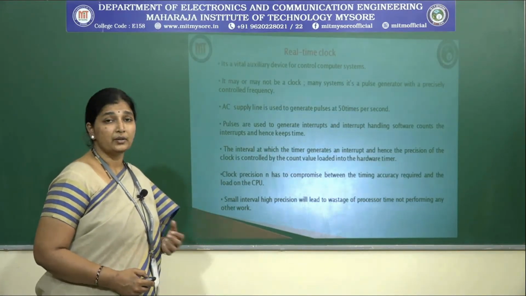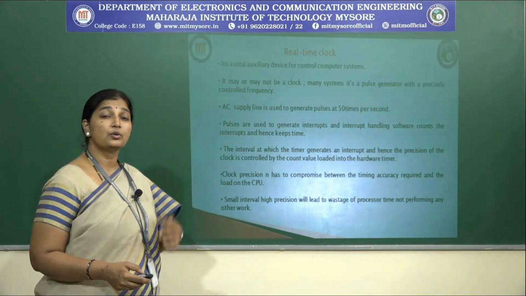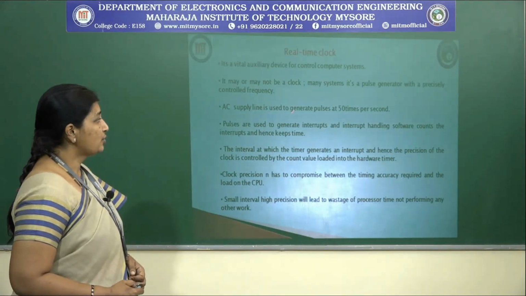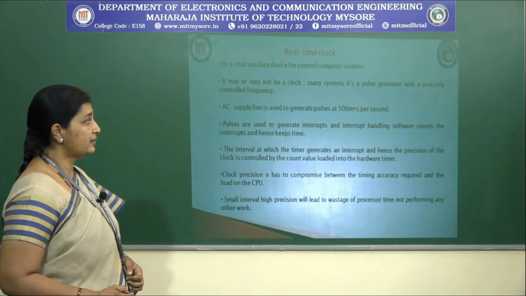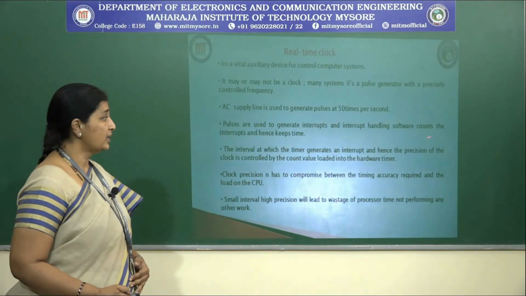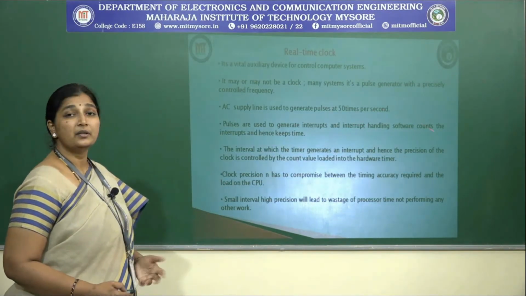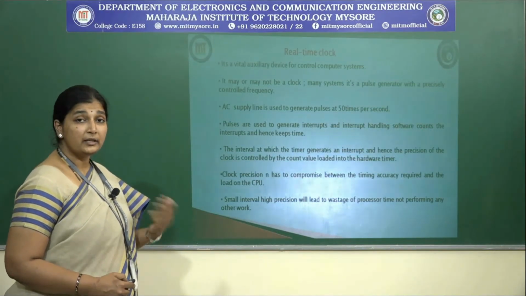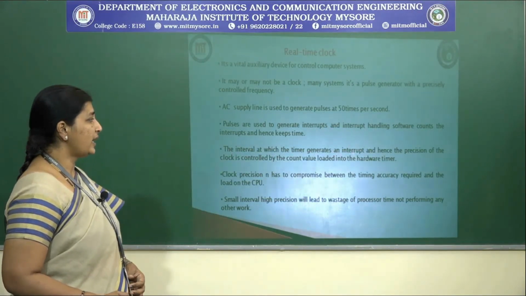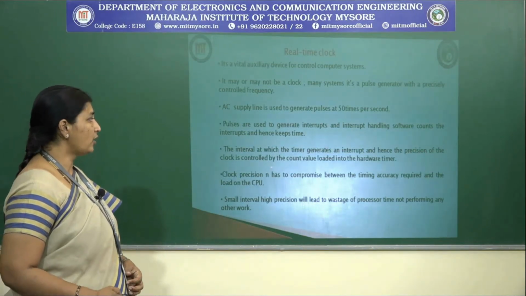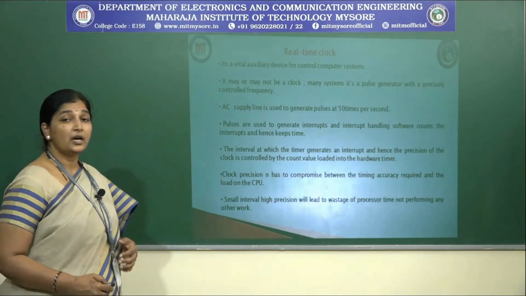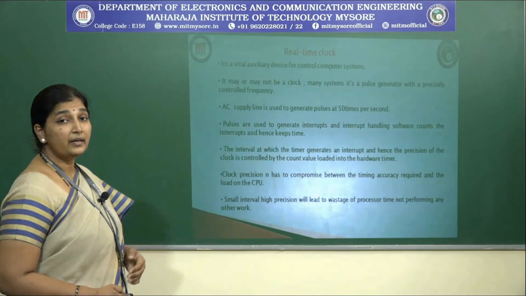Even a pulse generator with a fixed duration of clock pulse, as I have told you earlier, could also be called a clock generator. So AC supply lines are used to generate pulses at 50 times per second. Okay. So pulses are used to generate interrupts, and interrupt handling software counts the interrupts and hence keeps the time. So this is how the clocks are actually generated. The interval at which the timer generates an interrupt, and hence the precision of the clock, is controlled by the count value loaded into hardware timers. So these are the ways in which the clock will be connected to the hardware timers.